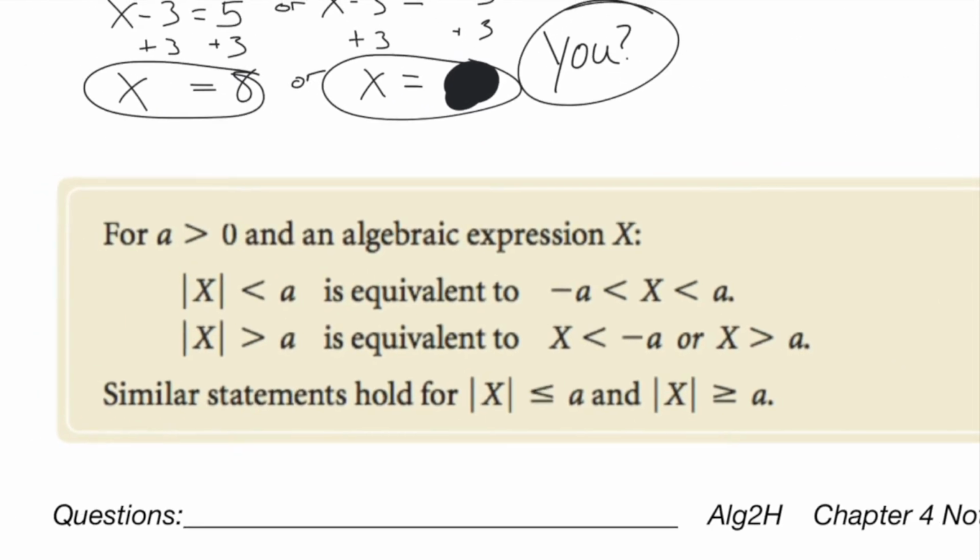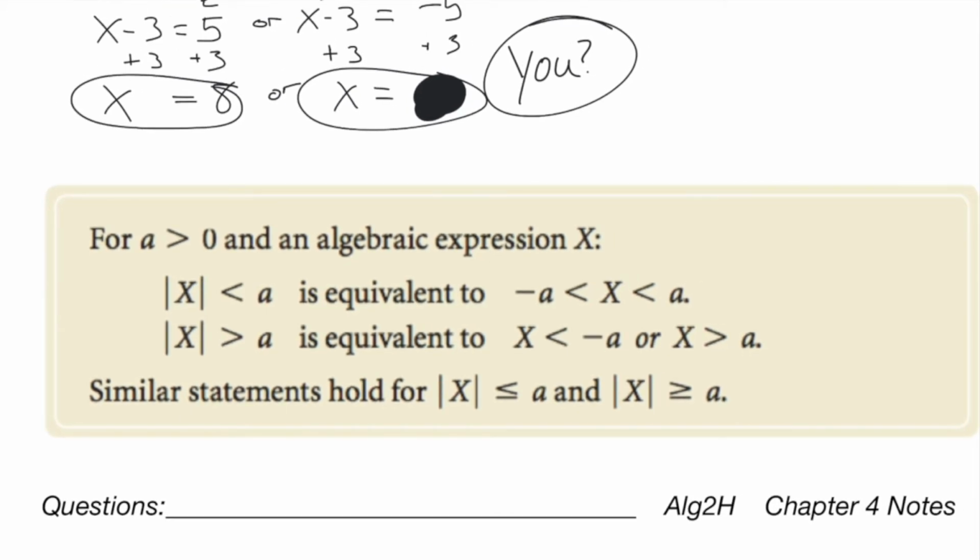Here is how the textbook states it. So you can see here's the conjunction, here's the disjunction, and these are the conditions that you need.